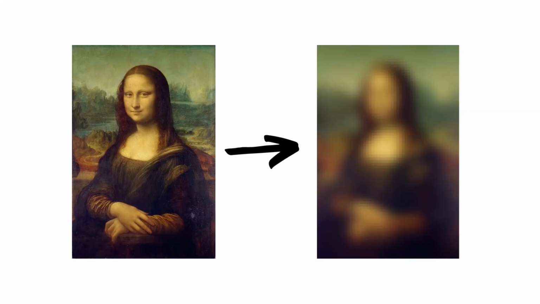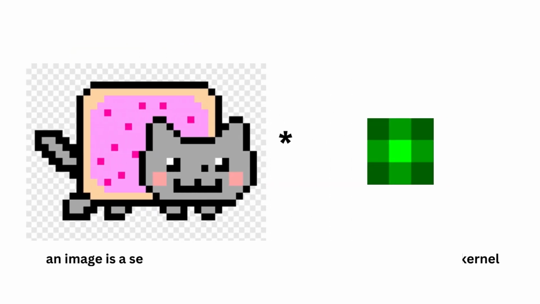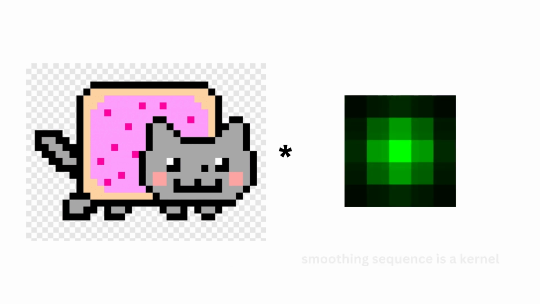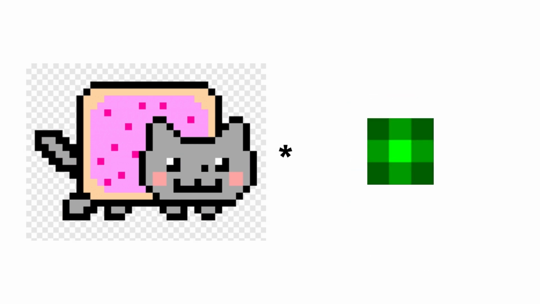Okay, cool, but what about image processing? Well, if we want to blur an image, we apply basically the same concept, but in a two-dimensional sense. If you think about it, an image is just a sequence of pixels, and our smoothing sequence now is called a kernel. This can be of any size you'd like, but for the purposes of this explanation, it will be a 3x3 grid or matrix.